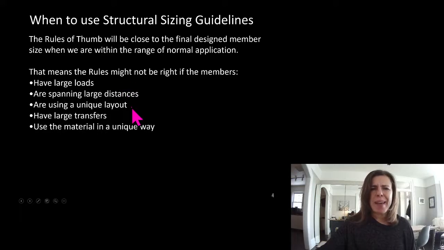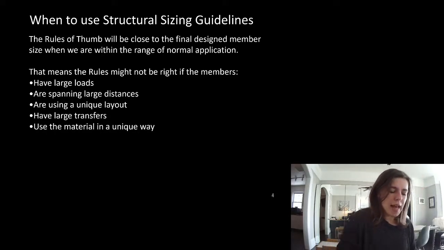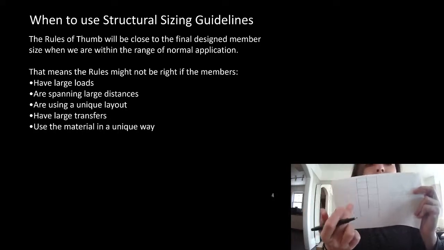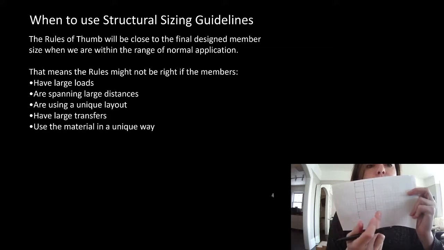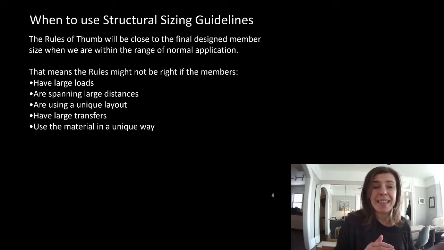If you're using a unique layout or doing something unusual with how the members frame into each other, if you have large transfers, and so remember, a large transfer is if we have columns coming down, and then at this ground floor we want it open, so we drop that column that is picking up this story, this story, this story, this story, and the roof, and it stops right here on this beam. Well, that's a large transfer. That beam just spanning that distance is doing something outside of the realm of normal because we've got a very large column coming down on it. So the sizing guidelines might not be sufficient.